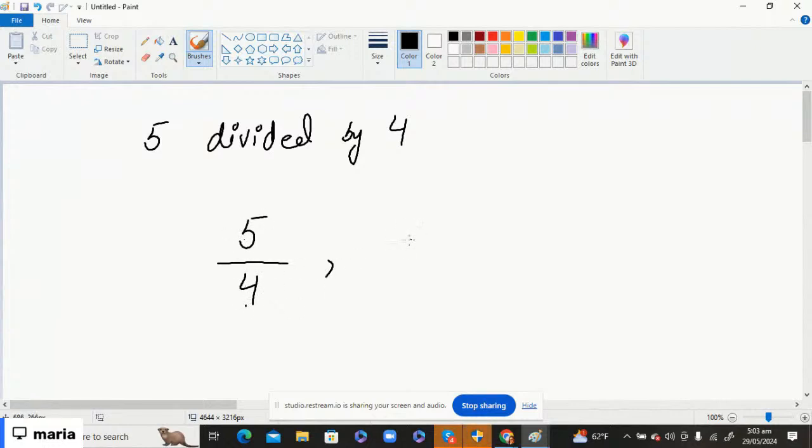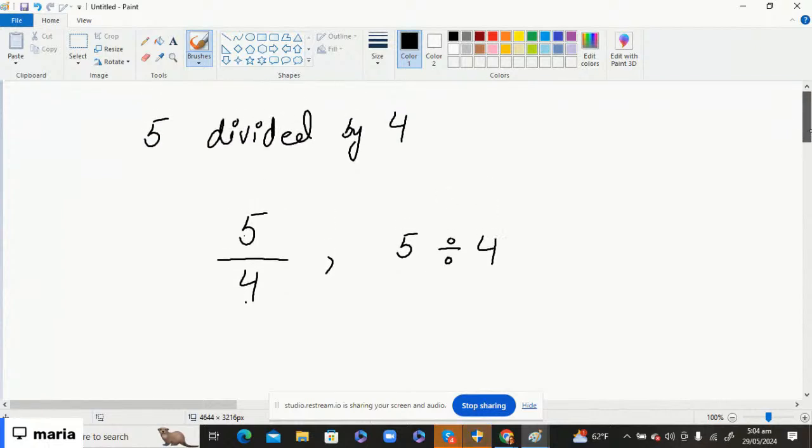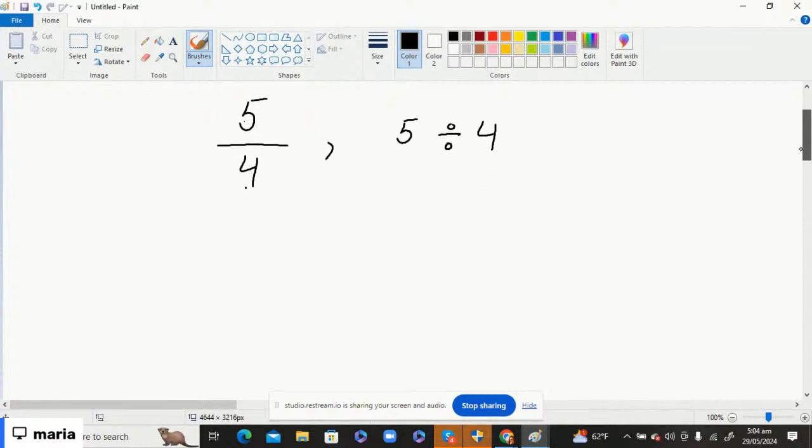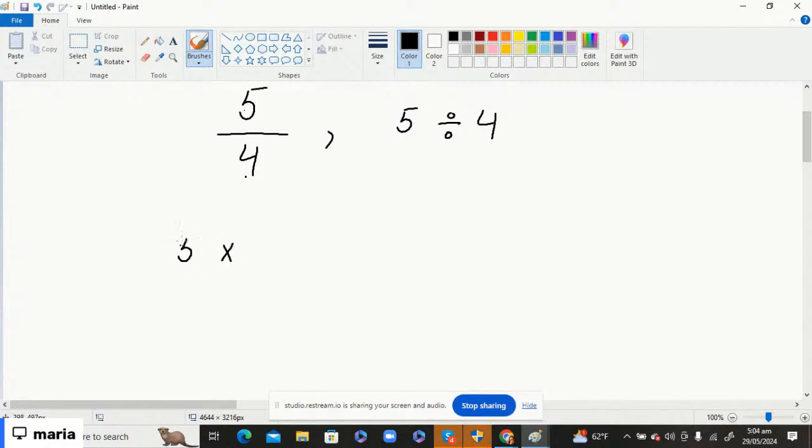This is one way. You can also write it like this, which is also a sign of division. And if they say 5 multiplied by 4, what does it mean? As we know, this is the sign of multiplication. So if 5 is multiplied with 4, you can write it that way.